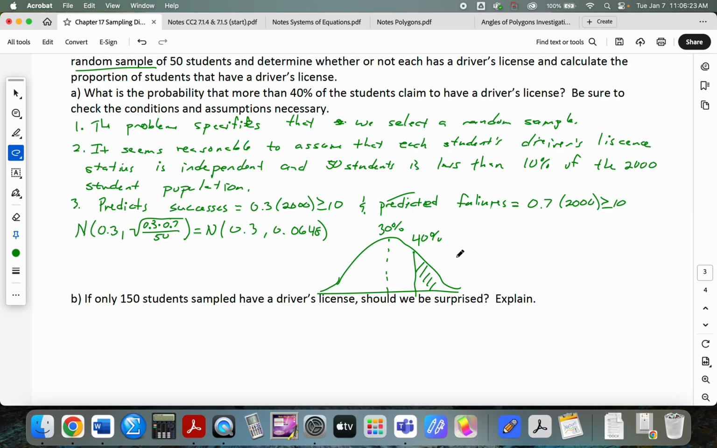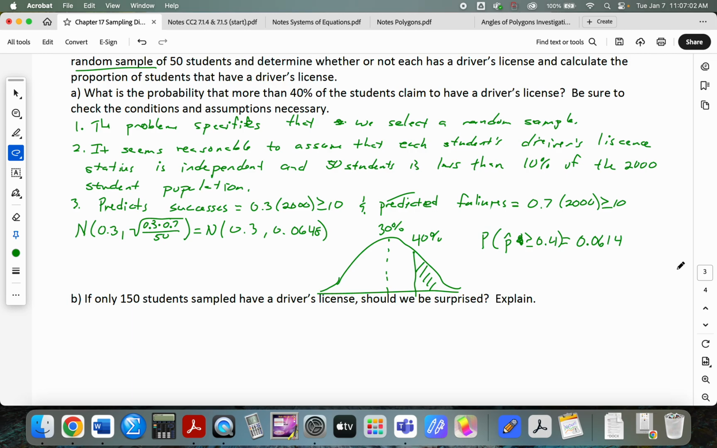Yeah. All right, so the probability that this is over 0.4, hang on a second. I gotta do over 0.4, is pretty small. The probability that p hat is greater than or equal to 0.4 turns out to be 0.0614.